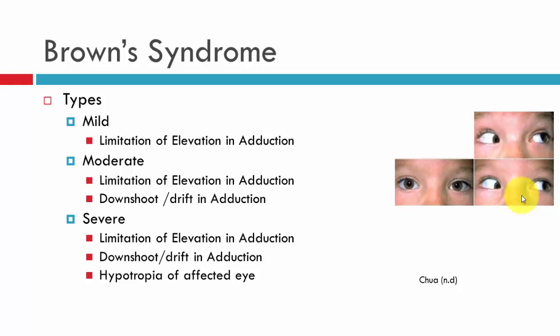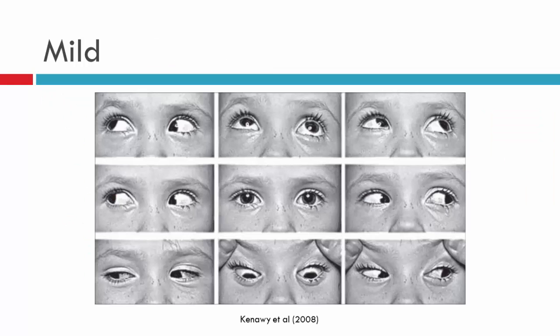as we take the patient across into lavoversion. For a severe Brown syndrome, we will not only see now the limitation of elevation in adduction and the downshoot or downdrift in adduction, but we'll also see something in primary position. We'll actually see a hypo deviation in this particular position. So as you can see, as you move from the mild, moderate to severe types of Brown syndrome, more positions of gaze are being affected. Let's have a look at patients with each of these types of Brown syndrome.